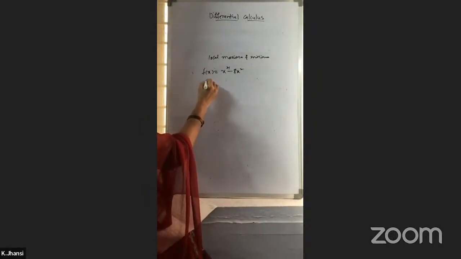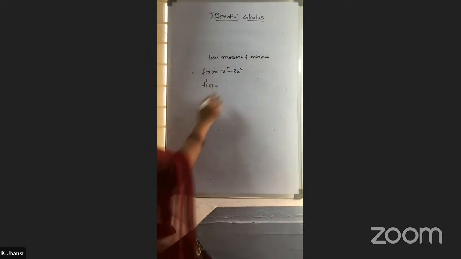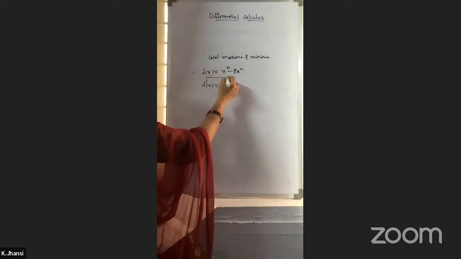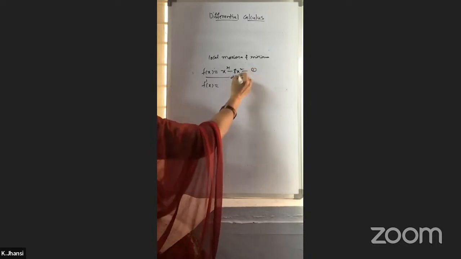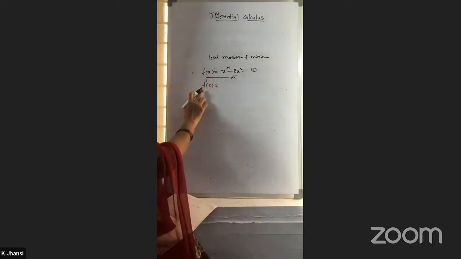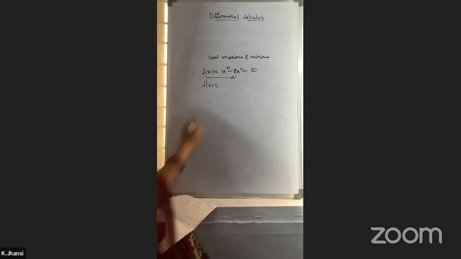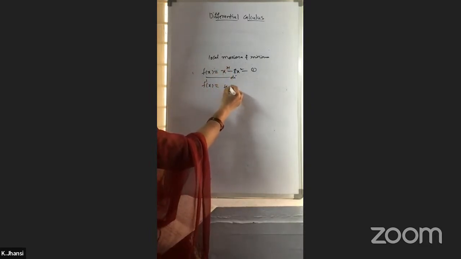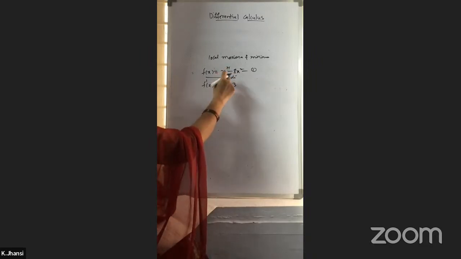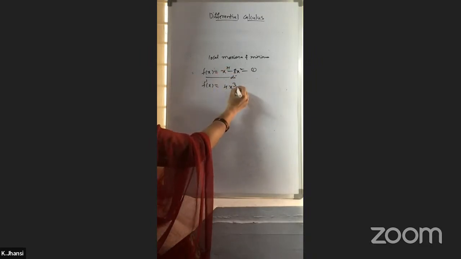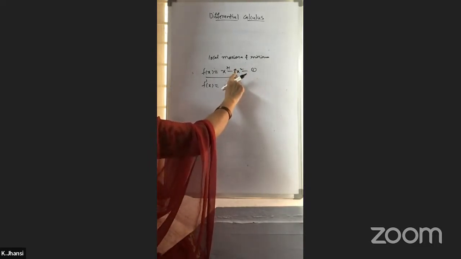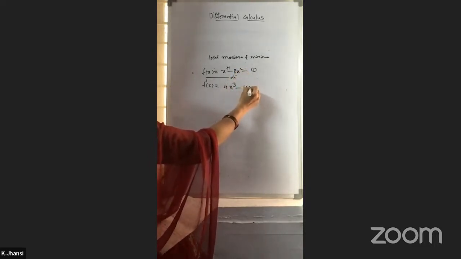For this we have to find the differentiation. Differentiating with respect to x, directly I am doing here: f dash of x equals, this is x to the power of 4, whose differentiation is 4x cube, the coefficient and one less power. Minus here 8x square means 8 into 2 is 16x.